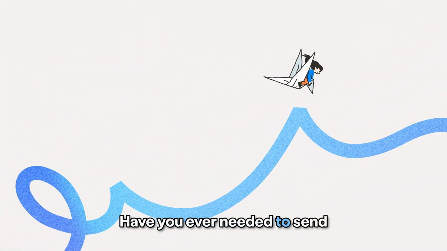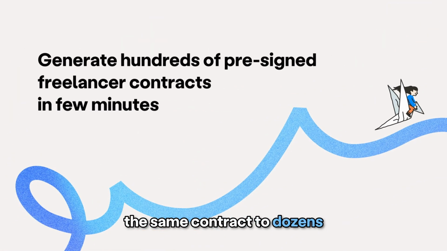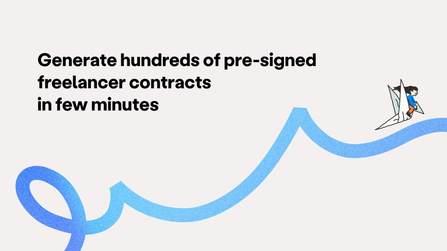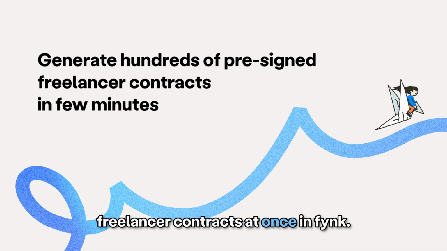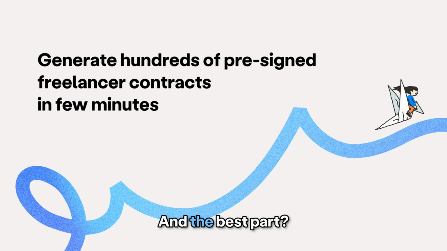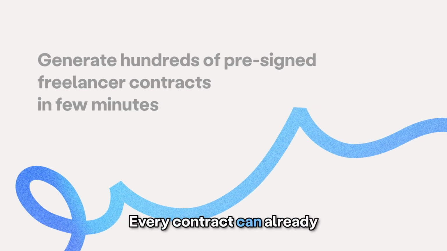Have you ever needed to send the same contract to dozens of different people? I'll show you how to create up to 200 freelancer contracts at once in fynk. And the best part, every contract can already include your signature.